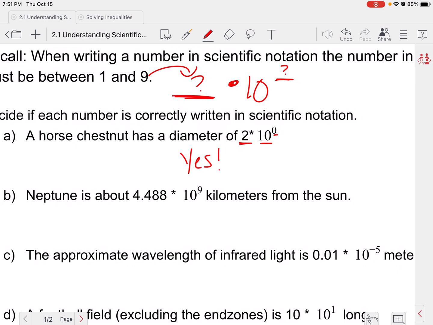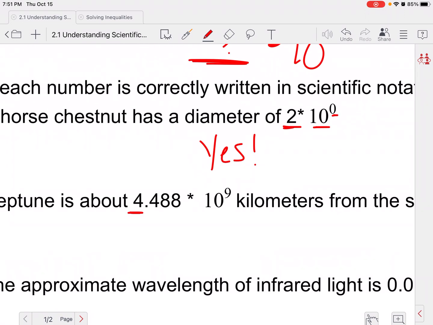Neptune is about 4.488 times 10 to the 9th kilometers from the sun. So again, the decimal part, okay, so the 4 is between 1 and 9, so that's good. We have 10 to some number. Okay, so this would in fact be, yes, it is scientific notation.